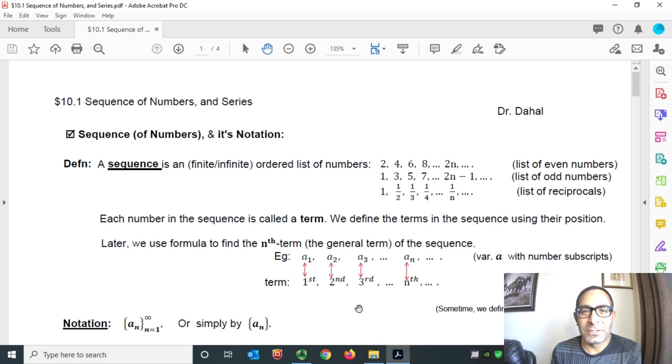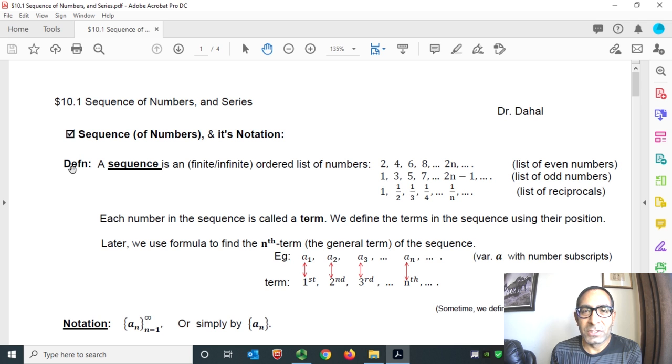In today's class we'll start chapter 10 and today I'll cover section 10.1, Sequence of numbers and series. So let me begin the class right away. First I'll talk about sequence and its notations, and second I'll talk about series and its notations.